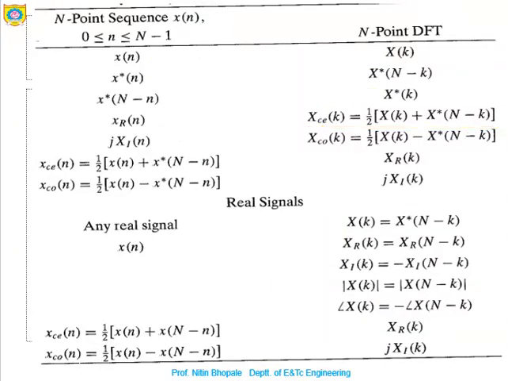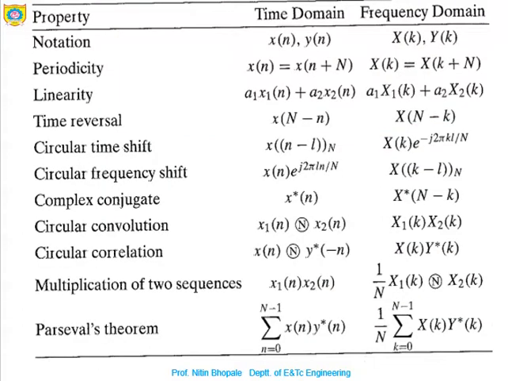So let's see the next properties, which are based on the notations, what exactly it is, as well as the nature of the property. So when we go for x of n, it is X of k. y of n will be represented as Y of k. Periodicity property means x of n plus N will be replaced with X of k is equal to X of k plus N. That is nothing but the periodicity.